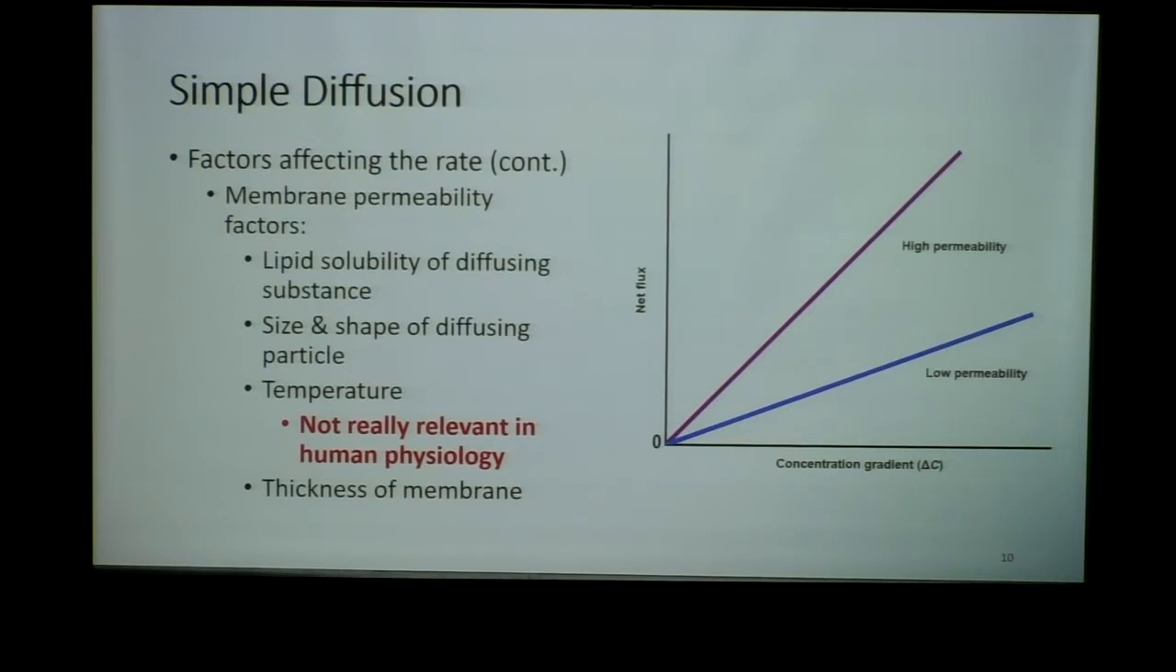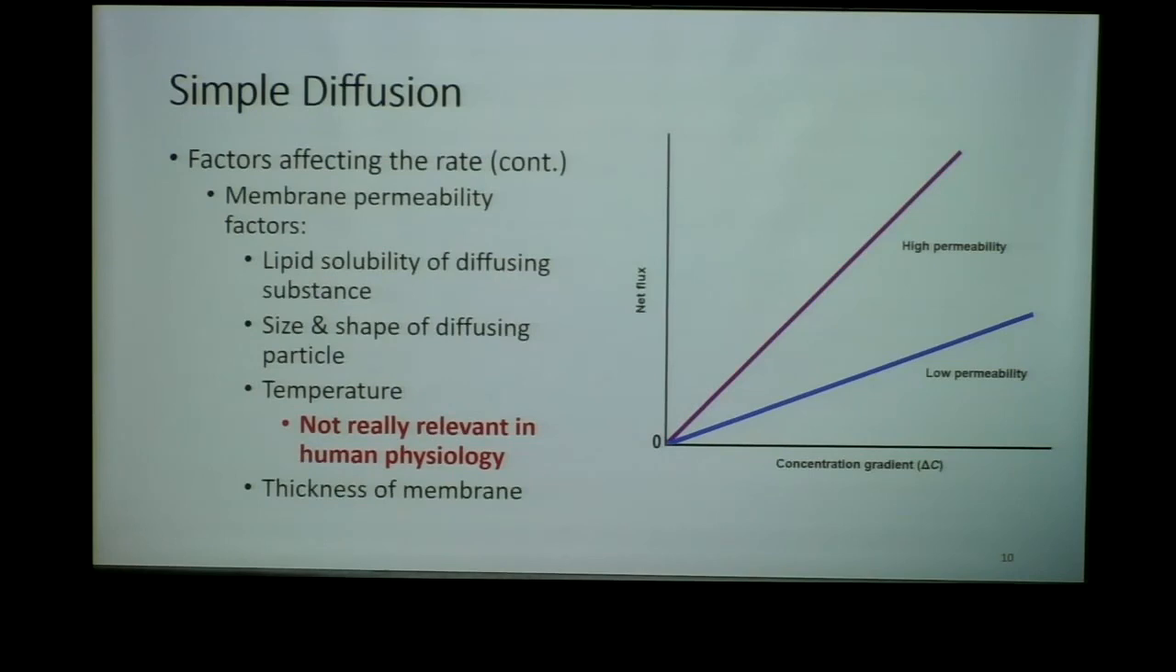Second here is the size and shape of the particle. Now, bigger, bulkier, irregularly shaped proteins are going to go through the membrane much slower than smaller particles, smaller non-charged particles. Carbon dioxide, oxygen go through the membrane much faster than some of our bigger, bulkier molecules. And then finally, temperature. Now, we have here that temperature is not really relevant in human physiology because we maintain such a tight, narrow window in terms of our core body temperature. But outside of the body, temperature makes molecules go faster. So they're going to be moving at a faster rate, and hence they're going to move across that membrane at a much faster rate. So that becomes important when we're looking at transport outside of human physiology.